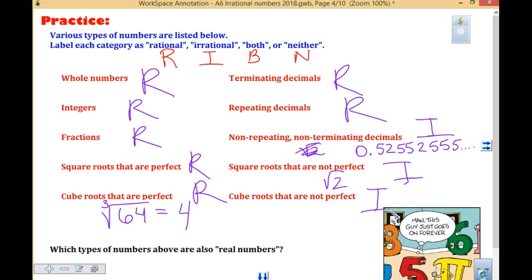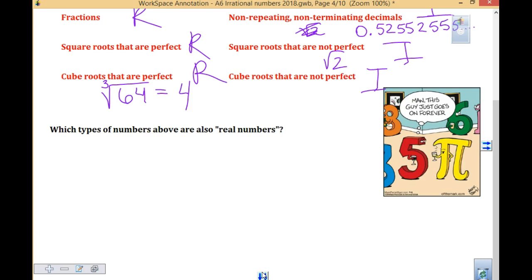So it says, which type of numbers are real? What did we say? Every kind of number we're dealing with in 8th grade is what? Real. Which ones above are real numbers? All of them, right? Every single one of those types of numbers are real numbers. All of those are real.